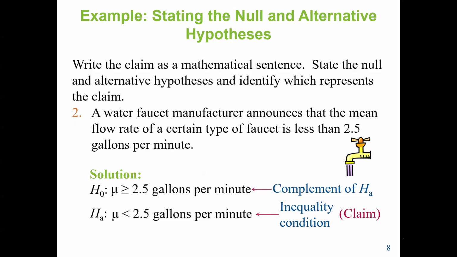So this is the inequality condition, the claim. And as we said earlier, somebody may say, okay, why don't we say that H0, the mu is less than 2.5, because that is the claim, then HA will be greater than or equal to 2.5.